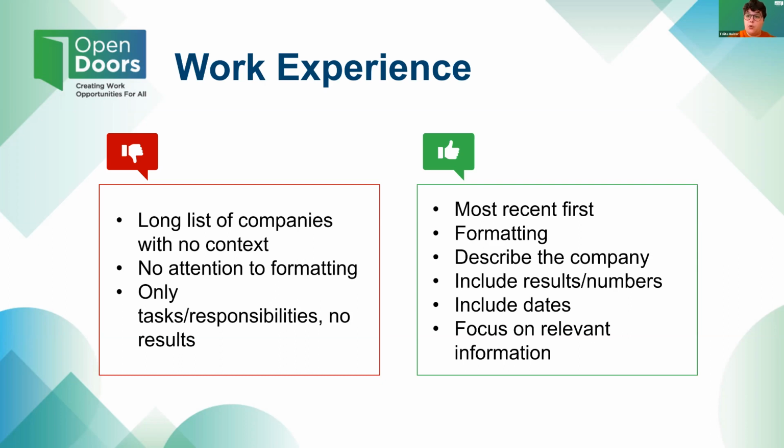Another thing that most people do is they list their tasks and responsibilities for each job, but they don't talk at all about results. And this is important. This shows that you're results oriented. This shows that you care about results to the company, which every company wants employees that care about. So if you can include numbers on basically every bullet point, you should.